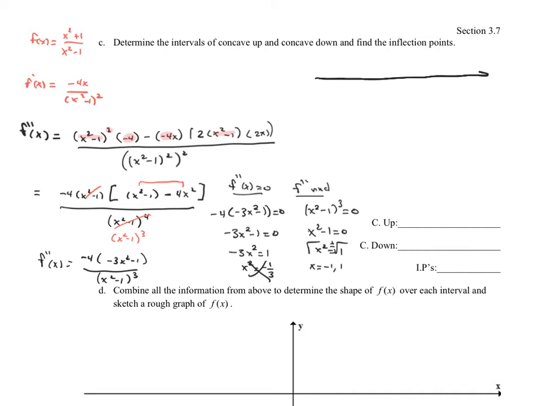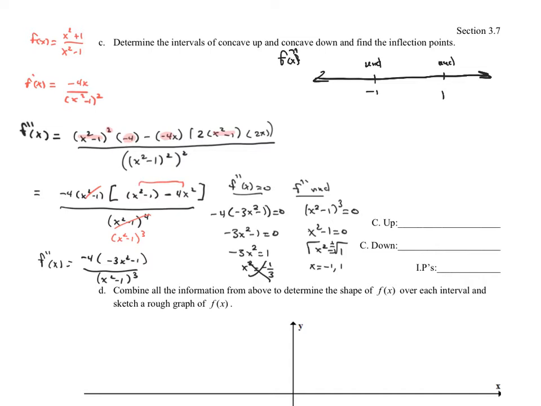So let's do what we always do. Let's create that number line. Let's plot these points of negative 1 and 1. I'm thinking about the value of the second derivative at all these points. At negative 1, it was undefined, and at 1, it was undefined.